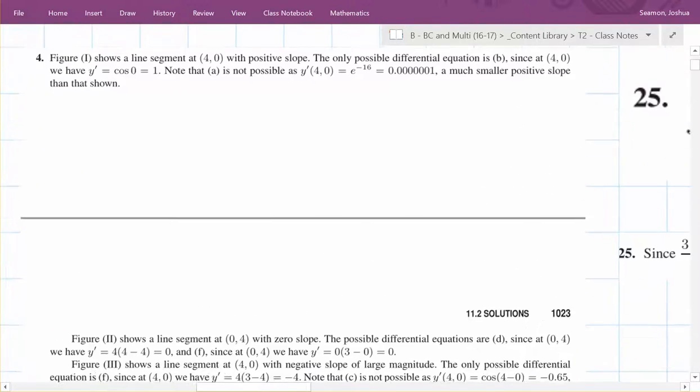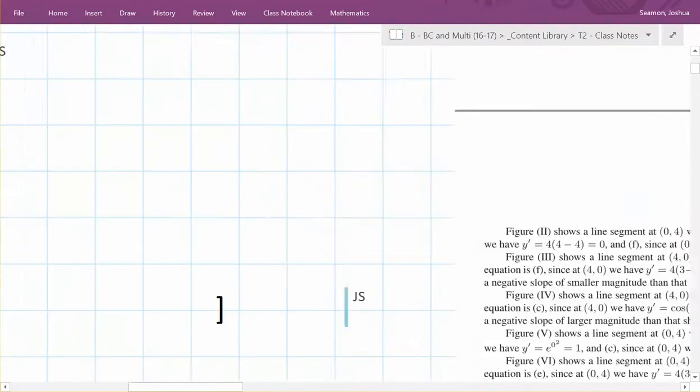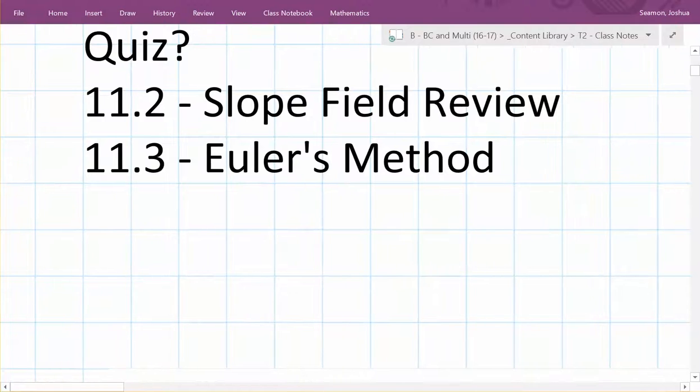Number 4, you had to do by analysis. I know it's annoying, but you got to do it by analysis. I'm sorry, it's just how it is.